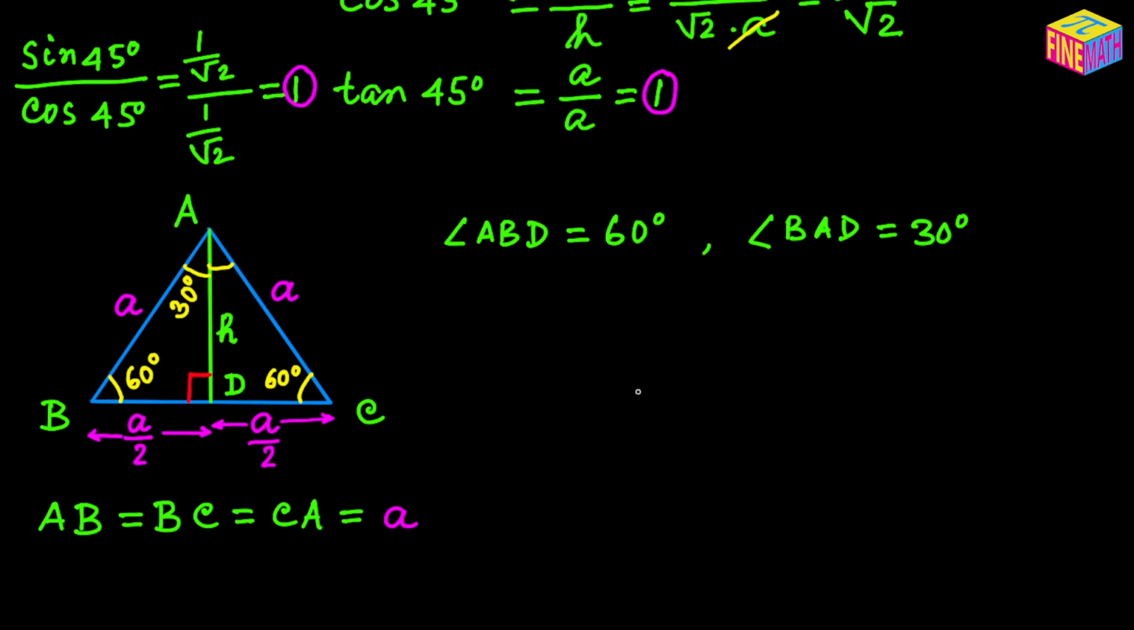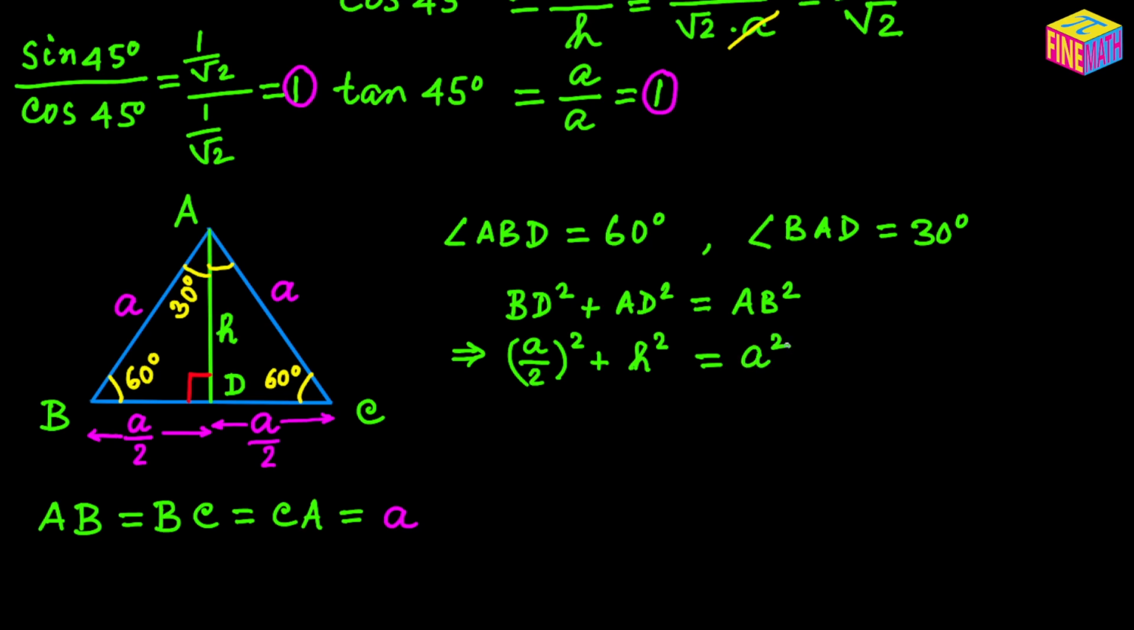Well, before we go too far, let's first calculate the value of h. Using the Pythagoras theorem, from the triangle ABD, we can say that BD squared plus AD squared would be equal to AB squared, which is the hypotenuse. Now let's put the values here. BD is actually half of a, that is a by 2, squared, plus AD is the h, so h squared, is equal to AB squared, that is a squared. The length of AB is a.